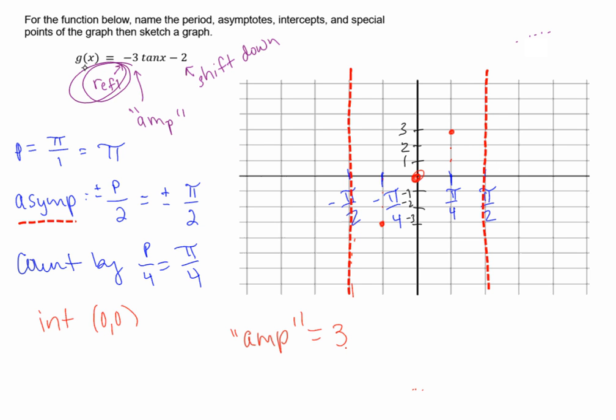So let's put this reflection in right now. This intercept does not change. This special point's going to move to the opposite side and become at positive 3, whereas this point right here will move down and go to negative 3. Now, when you sketch that graph, it's going to look like cotangent. It's similar to a cotangent graph, but notice how it doesn't have an asymptote at 0. It's got an asymptote at negative pi halves. So it's similar graph, but it's shifted a little bit.